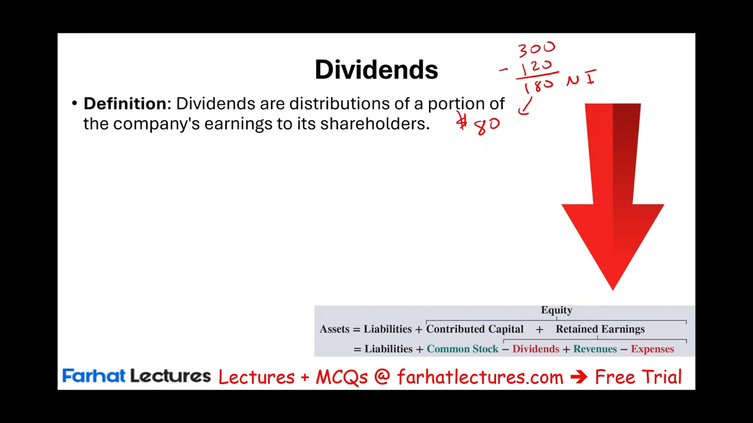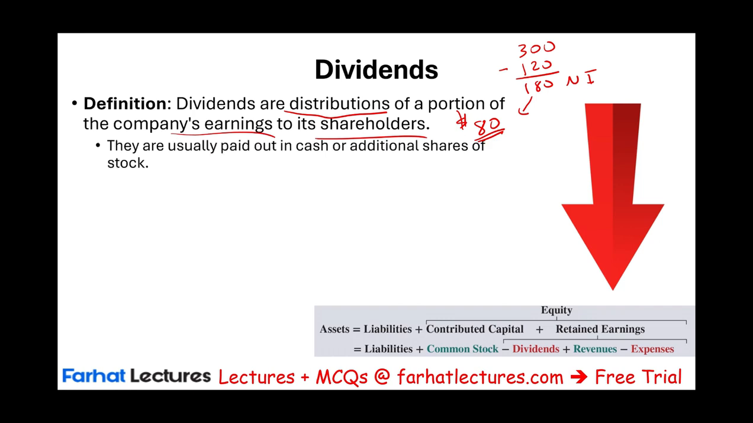So the owners of the company, we did not discuss the owners first, but think about each company will have an owner. Like for example, if it's Farhat Lectures, I can take some money to live from the profit of the company. When I take money out for personal use, it's called dividend. These are distribution of the earnings to the shareholders. Shareholders are the owners of the company. We're going to discuss them in a moment.